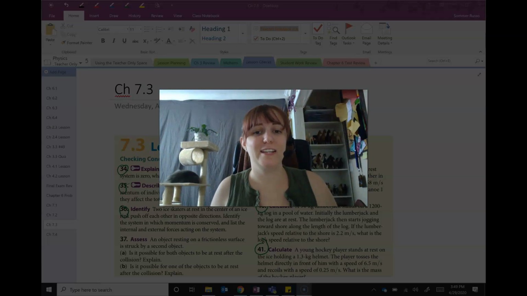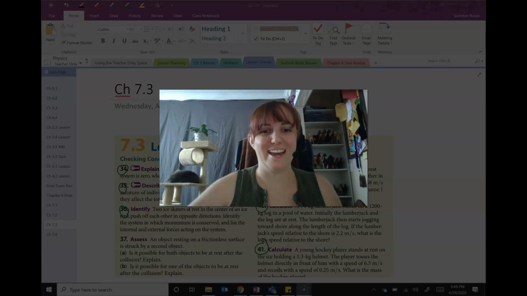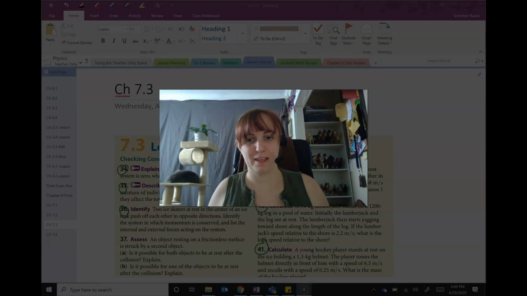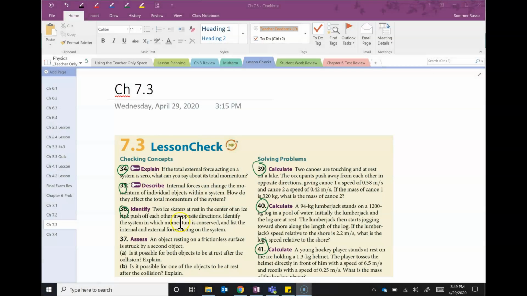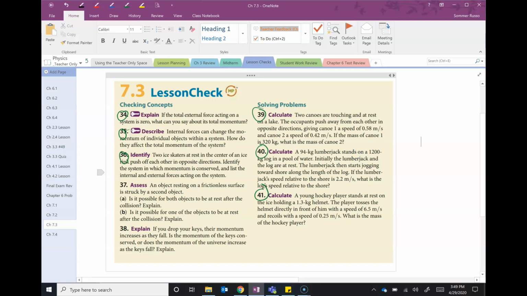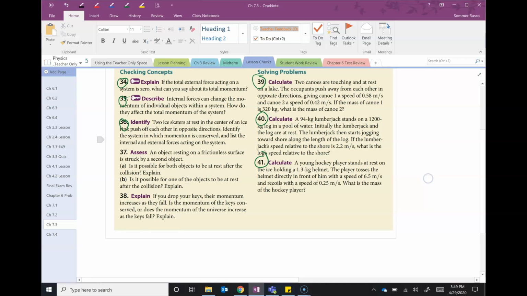Now that you've gone ahead and shown that you've finished putting all your information into the Microsoft form, let's go ahead and see where any of our misconceptions were. Taking a look at this, remember we did a modified lesson check, so it wasn't everything, just to make sure that the work was manageable.